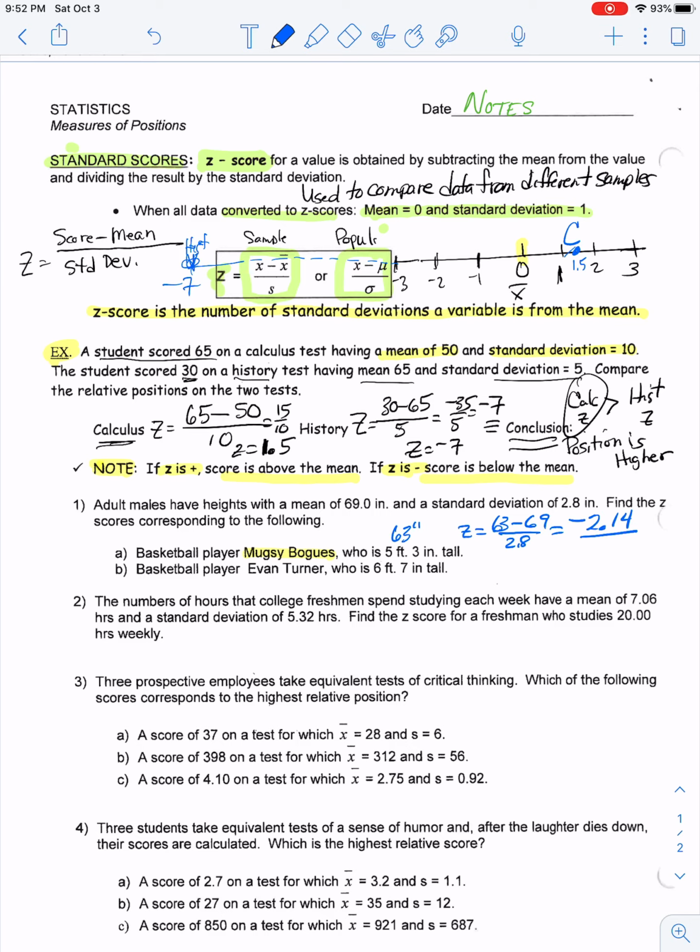All right, next up, Evan Turner. I thought maybe you Buckeye fans might know Evan Turner. He played some really good basketball back in the day for your Buckeyes.